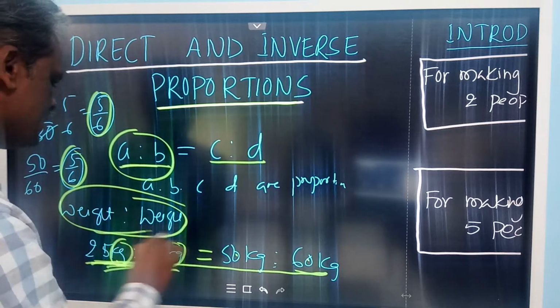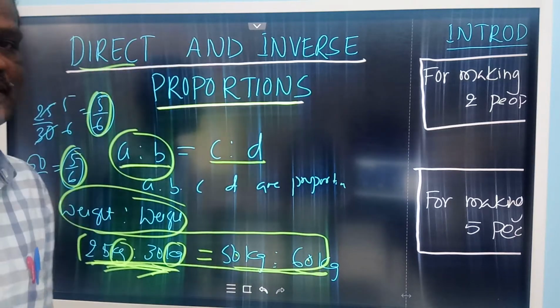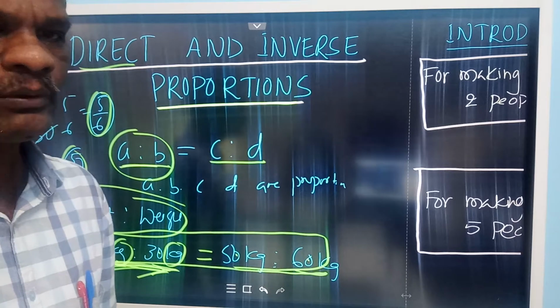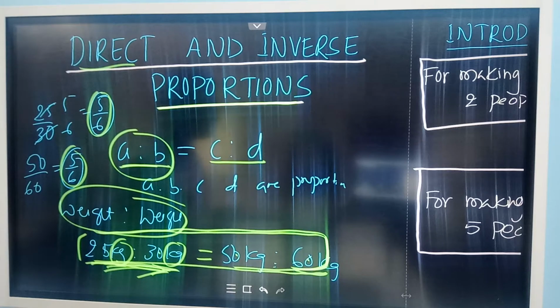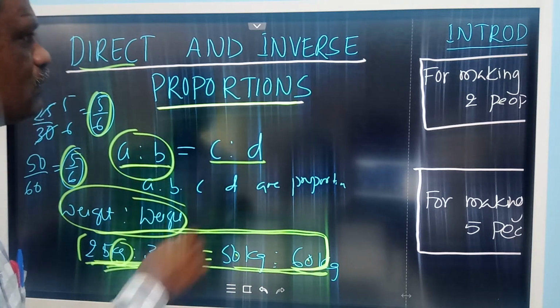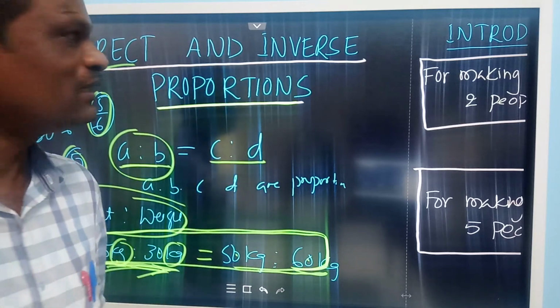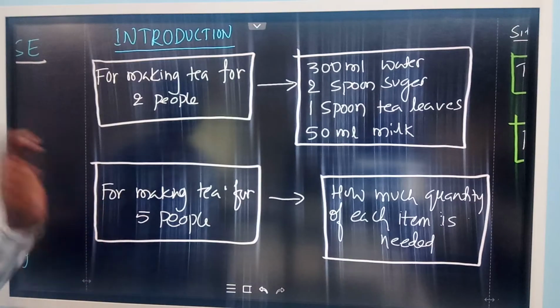Now in proportion, there are some situations where we get direct proportion and indirect proportion. Let us understand what is direct and indirect proportion. You have got the meaning of what is proportion. It is a lower class topic, so you have understood it. Now let us understand direct and inverse proportion. Let us see some examples here.